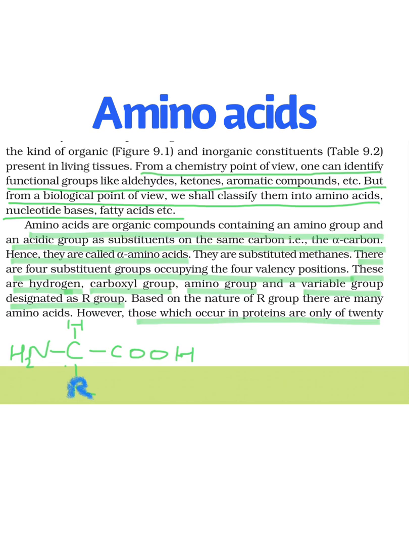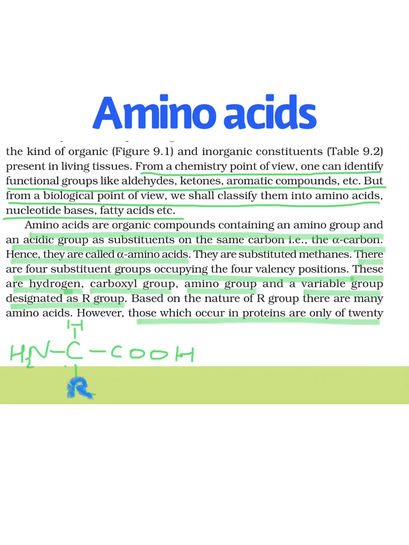What are amino acids? You must have heard these terms many times, but today we will learn about the basic or molecular structure of amino acids. Actually, amino acids are organic compounds which contain an amino group, that is NH2, and an acidic group, that is COOH, as substituents on the same carbon.